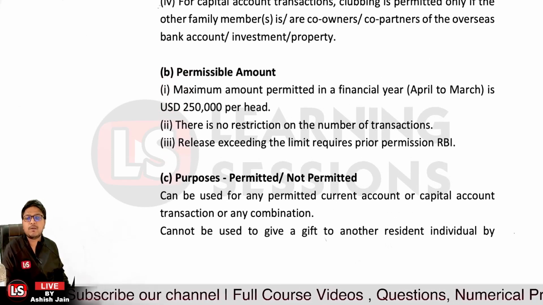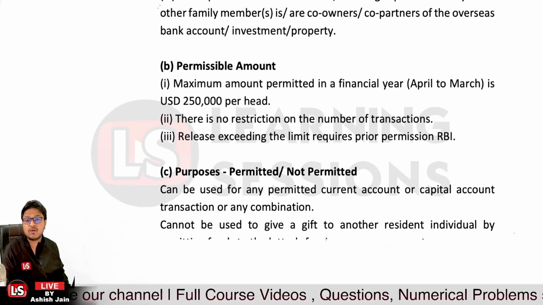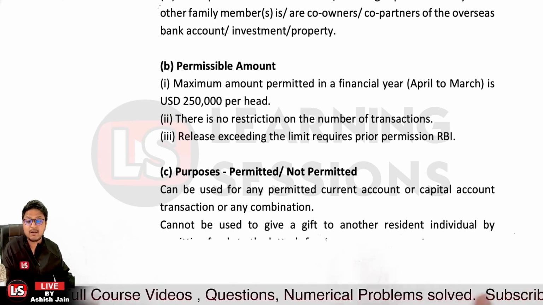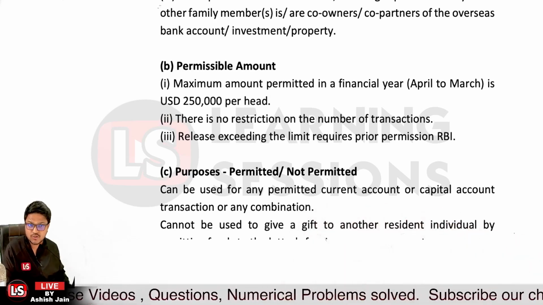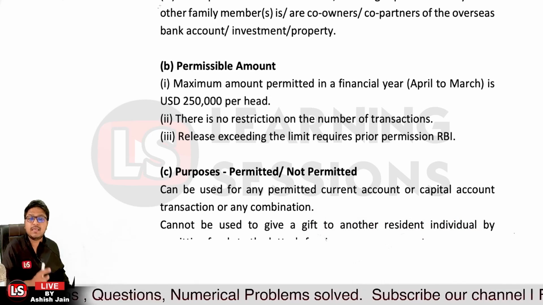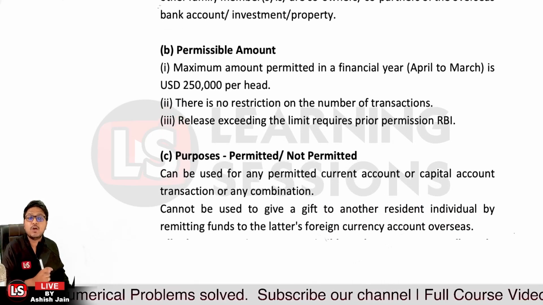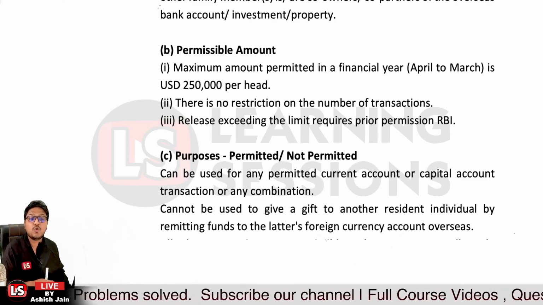Okay, then it's related to purposes permitted and not permitted. It can be used for any permitted current account and capital account transaction, or any combination of current account and capital account transactions, but it cannot be used to give a gift to another resident individual by remitting funds to the latter's foreign currency accounts overseas.